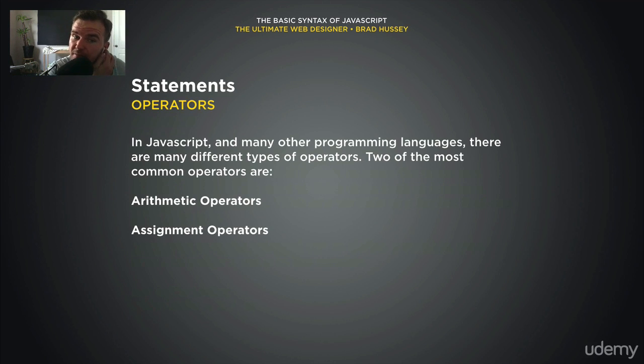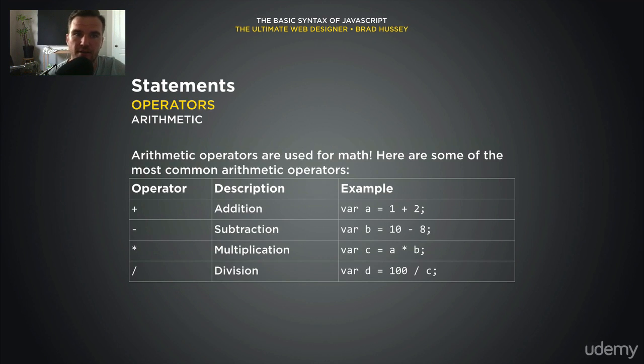Operators. In JavaScript and many other programming languages, there are many different types of operators. 2 of the most common operators are arithmetic operators and assignment operators. Arithmetic operators are used for math. Here are some of the most common arithmetic operators. So we have addition, subtraction, multiplication, and division. And here on the right side of the table, you can see the examples. Feel free to look through those.